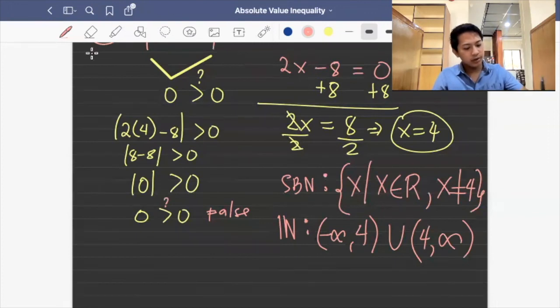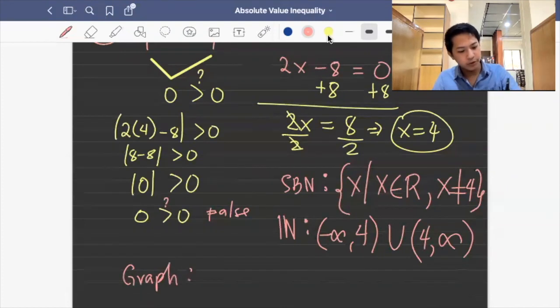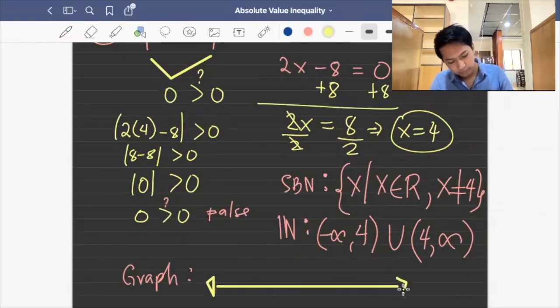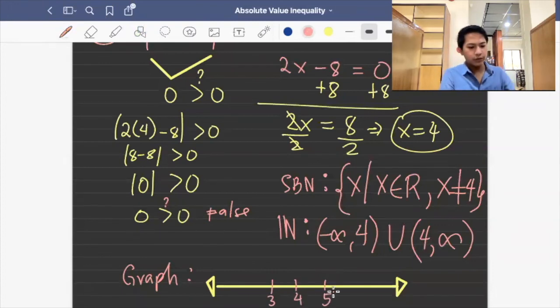So in this case, class, how are we going to graph this? So we are going to draw the number line first. Ayan. So we have here the 3, 4, 5. All right, we're just gonna exclude that. Exclude the 4 will become hollow, and your arrows will approach to the right and of course to the left. Ayan, that's how we graph x, element of real number, but x is not equal to 4.